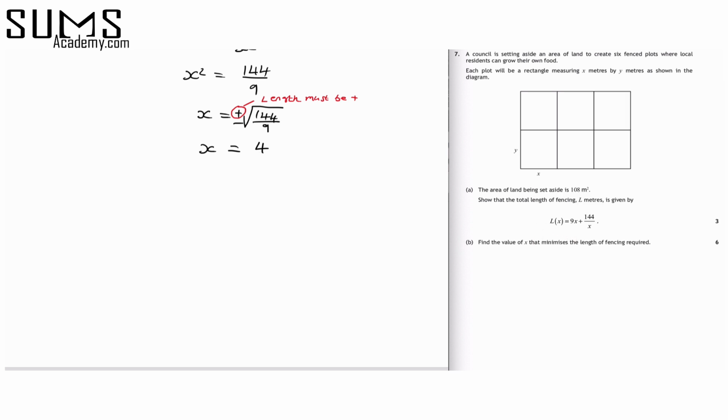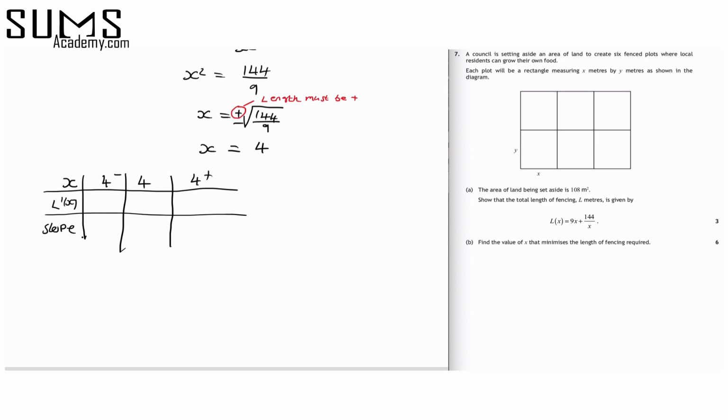So the mistake not to make here is to end here. Now we need to prove that this is actually the minimum point. So what we'd have to do here is a nature table. So we've got x, and people like to do these different ways, but I like to do it like this: 4 minus, 4 plus, L'(x), and then you have slope.